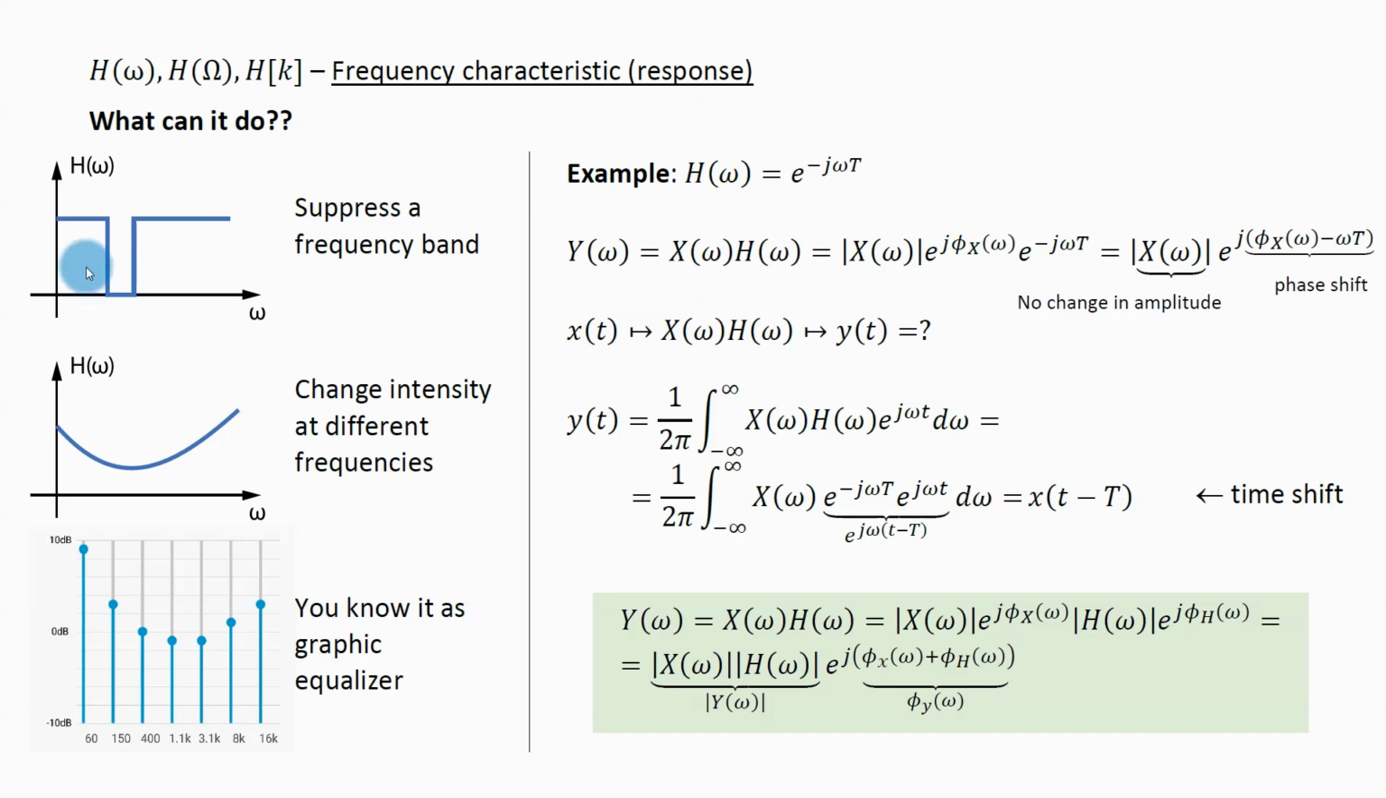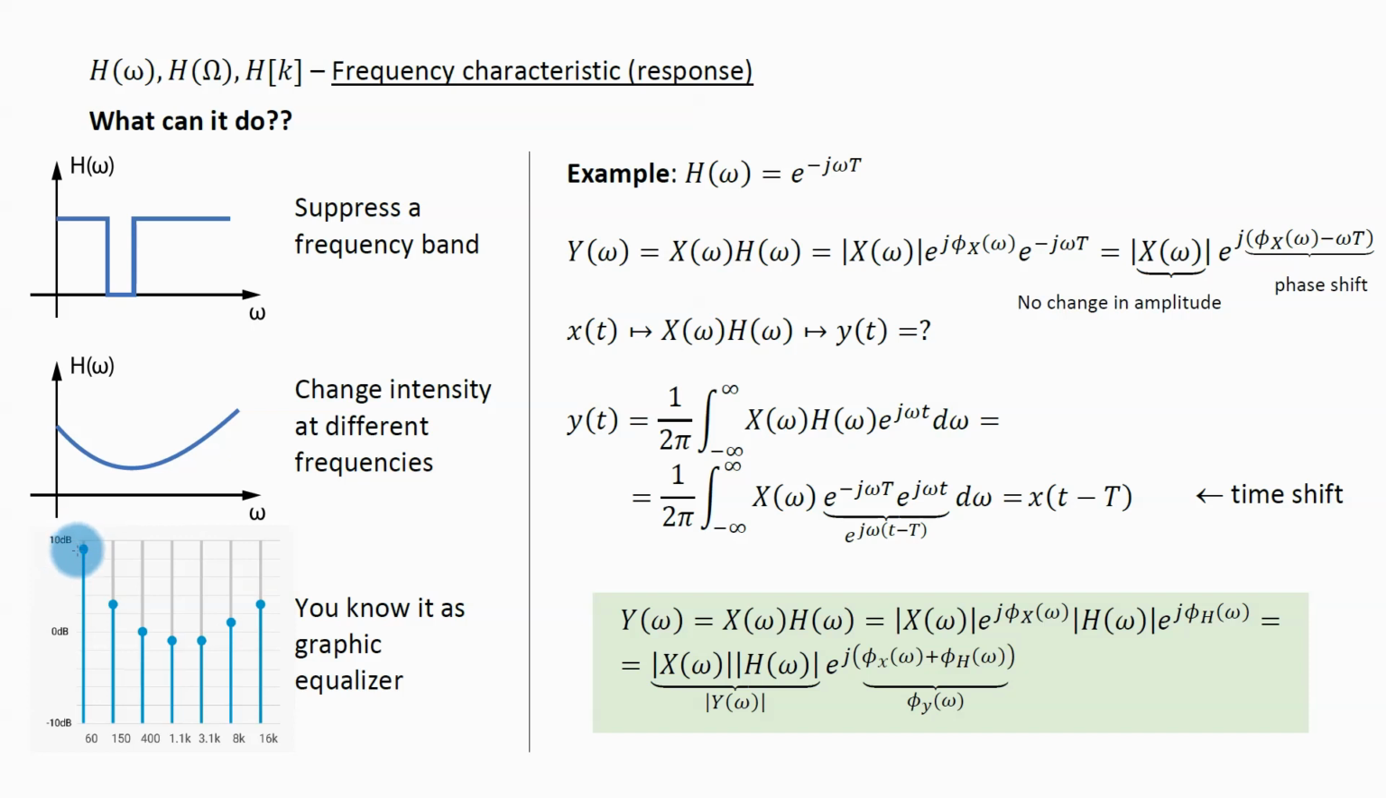It does not have to only pass or suppress some frequencies. It can actually look something like this. So it can amplify some frequencies and it can attenuate some frequencies. And I'm pretty sure that most of you have already seen a frequency characteristic that looks like this. Take a look at this picture. Does it look familiar? Well, that is just a graphic equalizer.